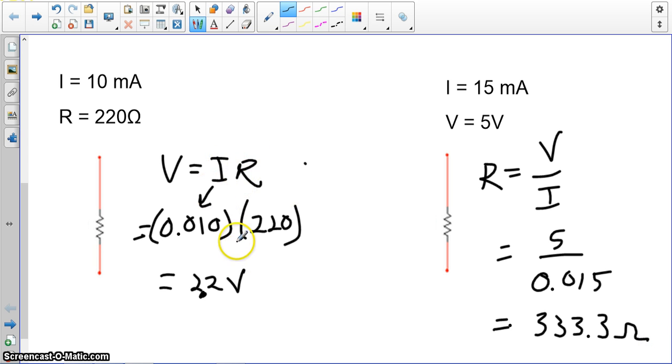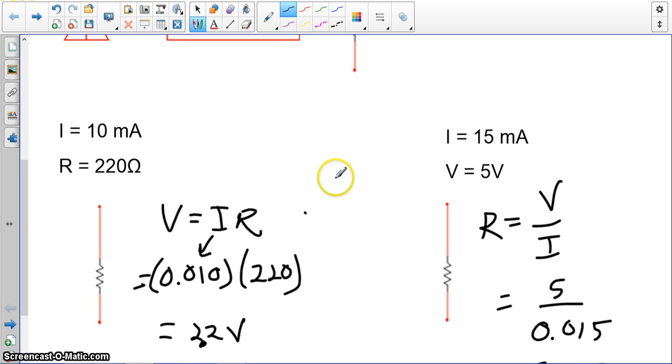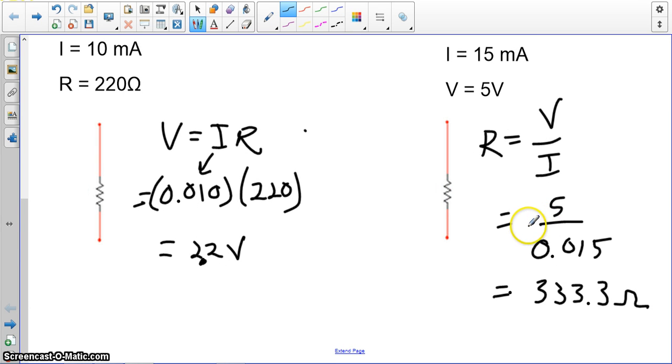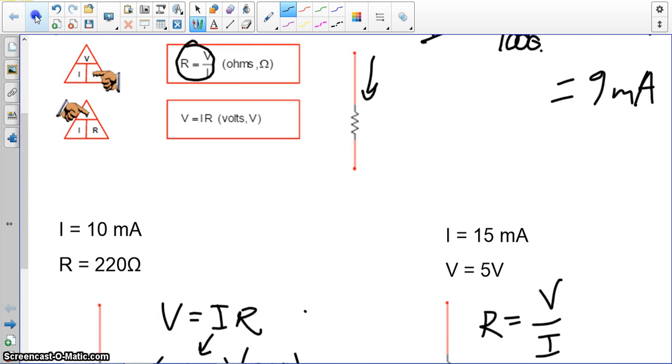Whenever you're doing math with Ohm's law, your units of measurement have to be in ohms, amps, and volts. If you don't, your decimal point is going to be in the wrong spot. Do we need to switch this to any special notation? No, we're good to go. 333 1/3 ohms is what that works out to be. There you go, Ohm's law.